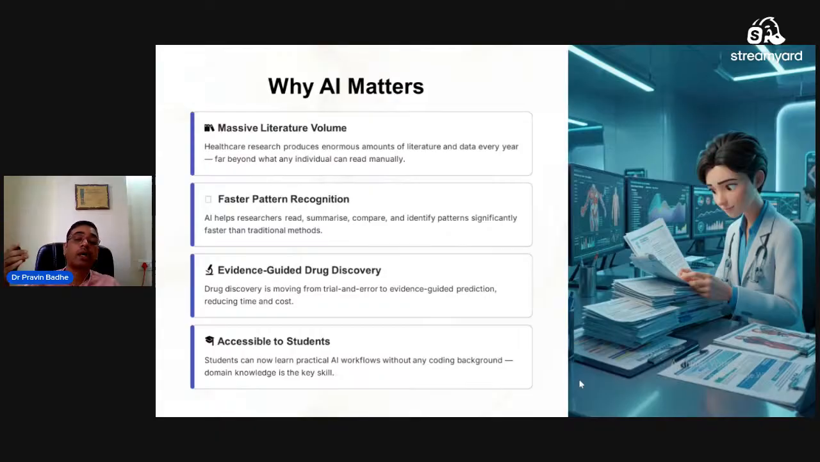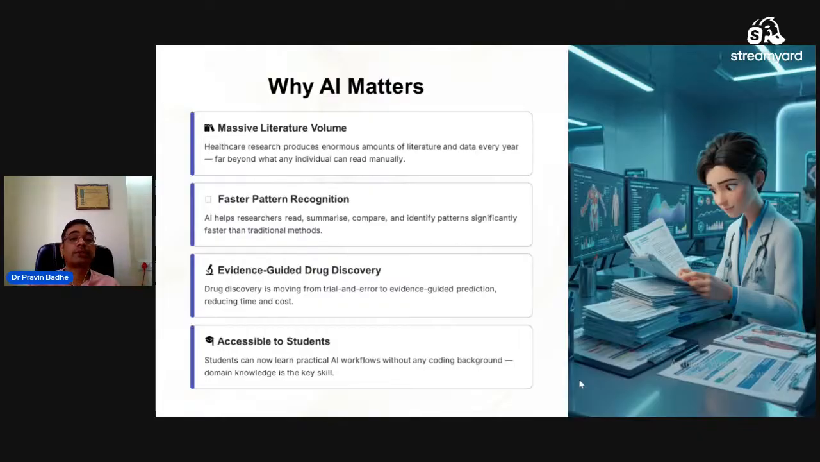Then with that you are bringing evidence-guided drug discovery. So initially when we start with target and lead identification, definitely we do the literature review, but as I told you, manually sometimes you cannot get all that enormous amount of literature and the patterns from it. So with the help of AI you can actually get that, and you can move your drug discovery and also clinical research not based on trial and error, but based on evidence-guided prediction, so that way it can reduce the time and the cost.